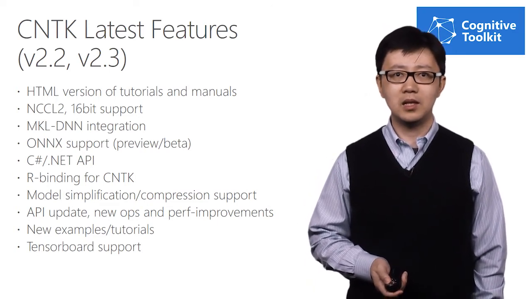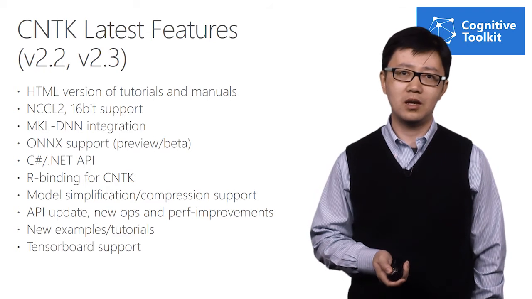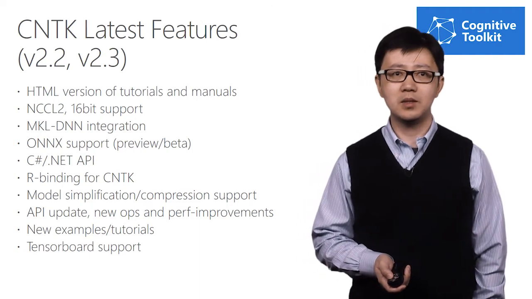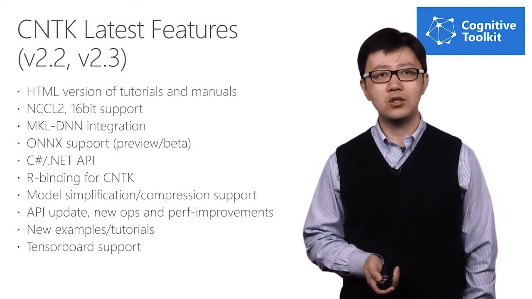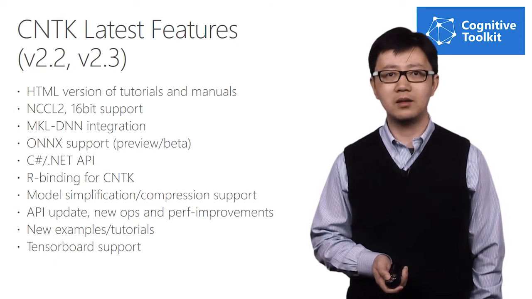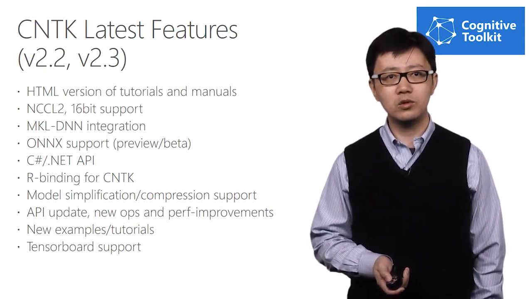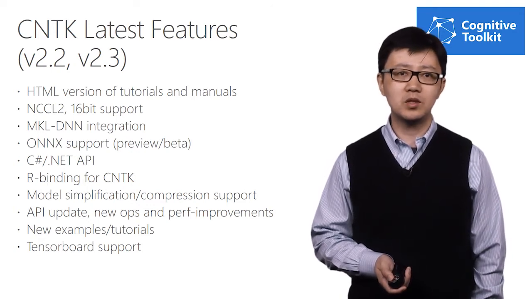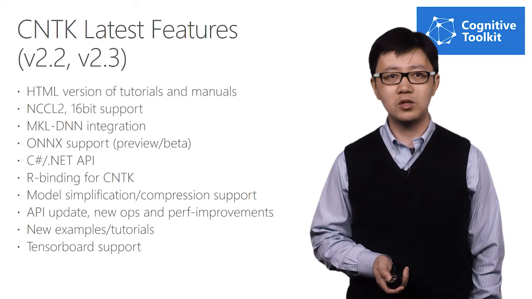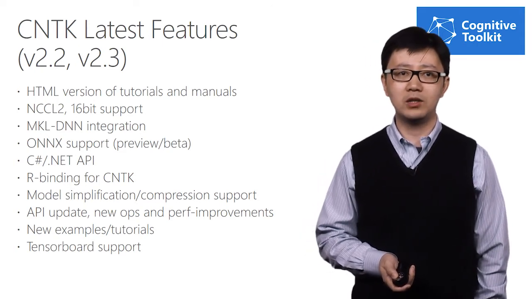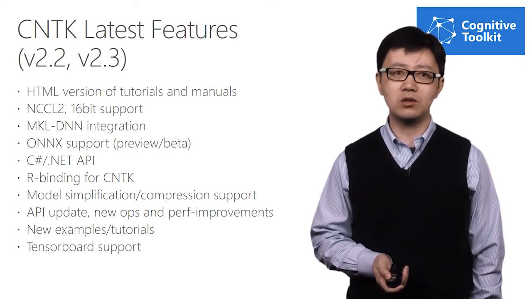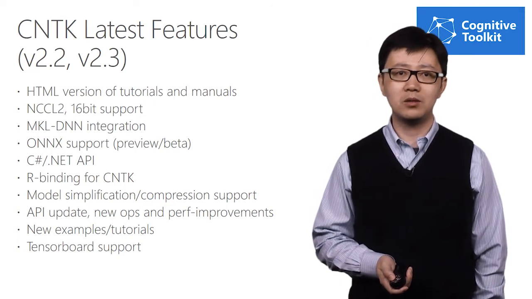Lately, we have released a number of versions for CNTK that includes 2.2 in September and 2.3 in November. In these 2 releases, there have been a number of new features that include an HTML version of tutorials and manuals. We have Nickel 2 support that allows you now to train really fast across multiple GPUs across multiple machines. We have 16-bit support for NVIDIA's latest GPU, Volta. We have integrated MKL-DNN, and we have added ONNX support, which is an open source neural network exchange format that we collaborated on with Facebook.